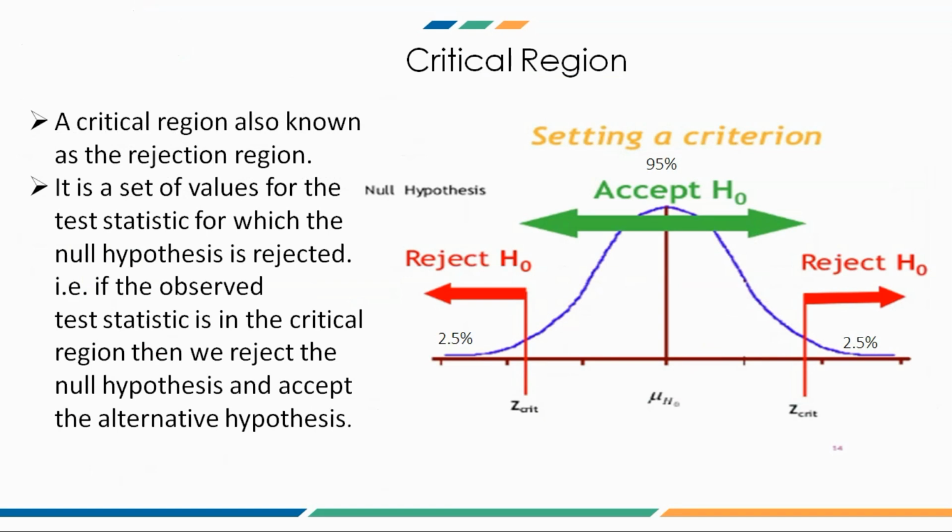Critical region. A critical region is also known as the region of rejection. The region of rejection must be minimum, so normally statisticians consider a 5% region of rejection. Clearly the diagram shows the acceptance region is 95%, and the region of rejection from the right and left tail is 2.5% each. So the region of rejection must be minimum, that is the 5% level. It is a set of values for the test statistic for which the null hypothesis is rejected. It means the alternative is accepted.